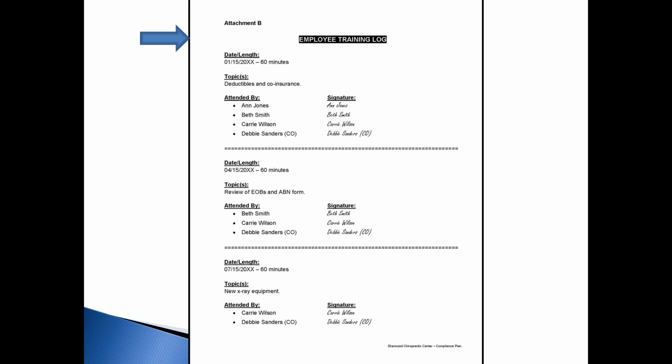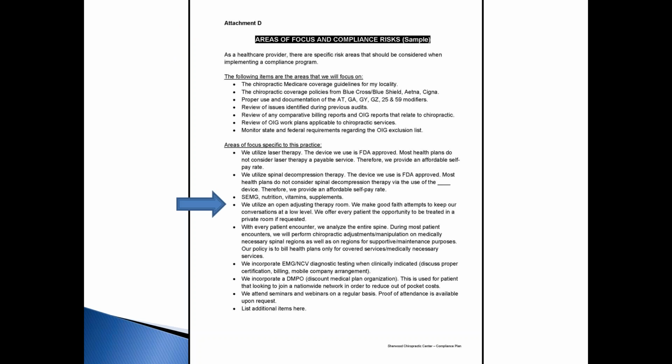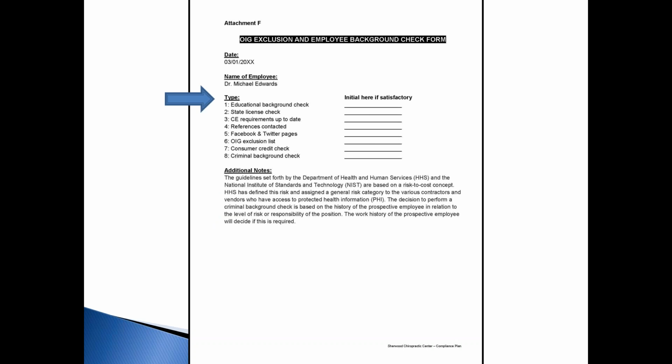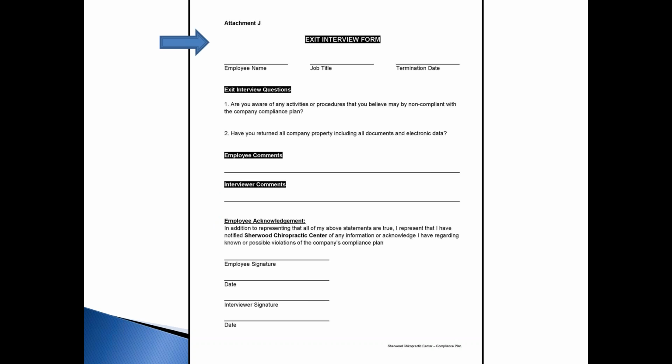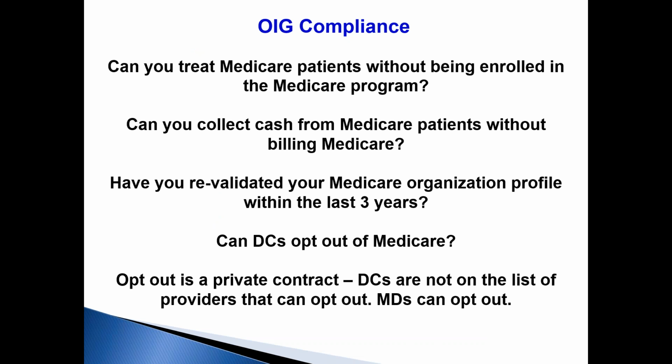So here's an example. The topic was reviewing EOBs and ABN forms. Beth, Carrie, Debbie were there. Everybody signs in. There's another list that I've put together specifically for chiropractors, like we utilize an open adjusting room. We make good faith attempts to keep our conversations at a low level. We offer every patient the opportunity to be treated in a private room if requested. And other things about adjusting the entire spine, but only billing for the medically necessary areas. So this is part of a Medicare policy and procedure manual, how to do background checks, exit interviews. I strongly recommend it. No, forget, I don't strongly recommend it. The federal government recommends it. It's not my recommendation.